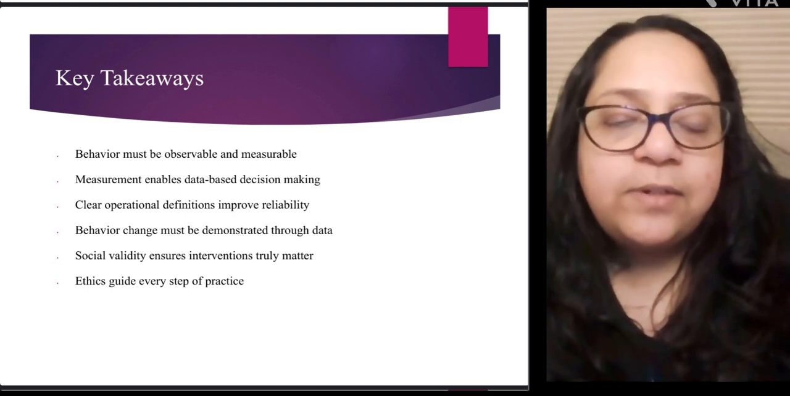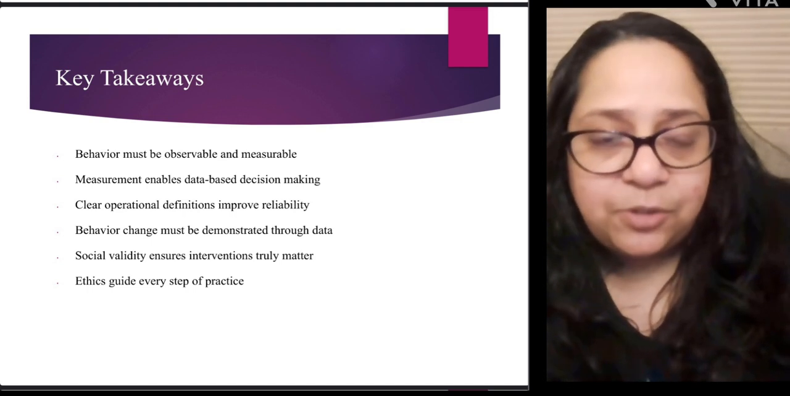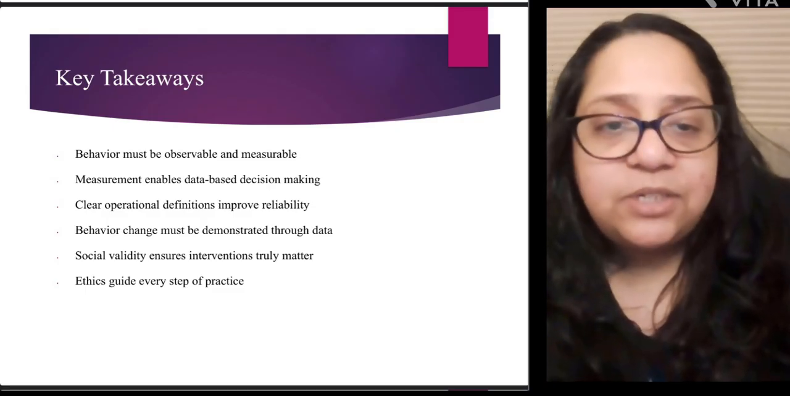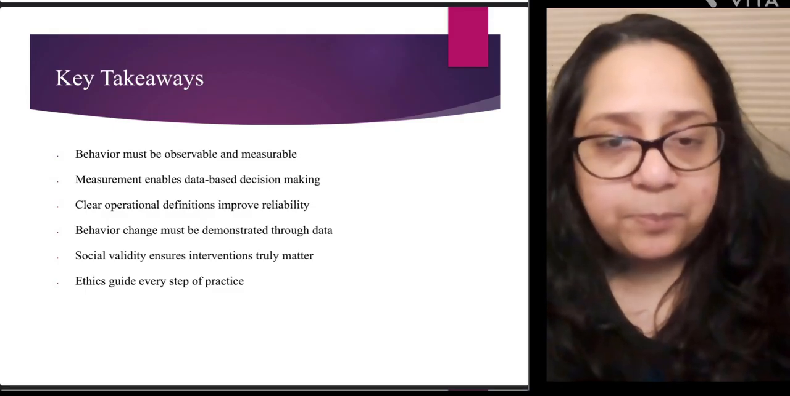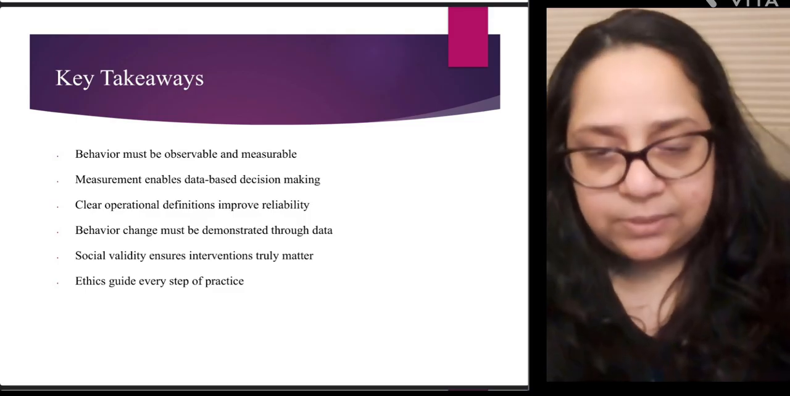So, whether you identify as a behavior analyst or not, these principles can strengthen your clinical work and improve outcomes for the individuals you serve.